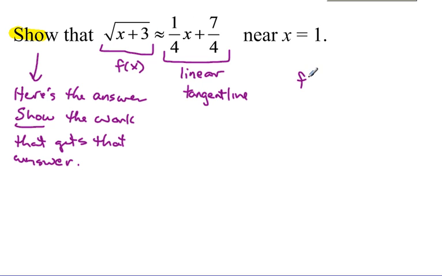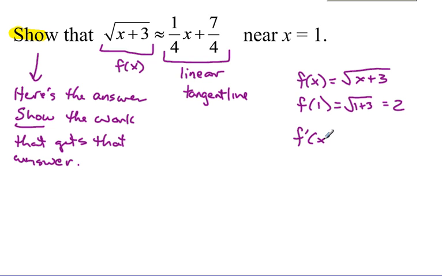All right, so here we go. Let's start by naming f of x equals square root of x plus 3. First, we need our point. f of 1 equals square root of 1 plus 3, which is 2. We've got our point. Now we need our derivative. f prime of x equals 1 over 2 root x plus 3. Remember, if you memorize this like I told you to on the handout, it makes the derivative of square root go a lot faster. Derivative of the inside was 1, so I only have a 1 on top.